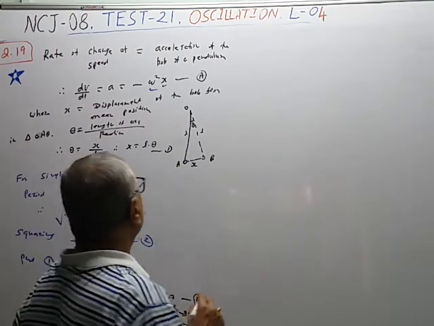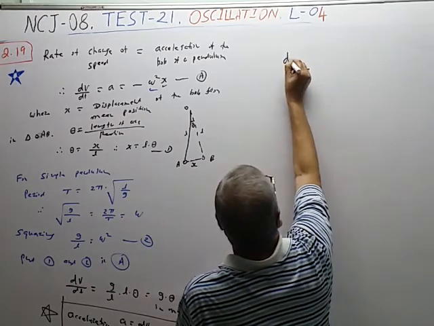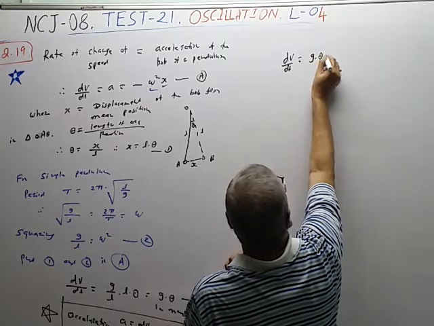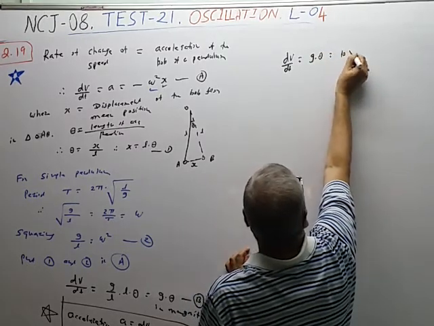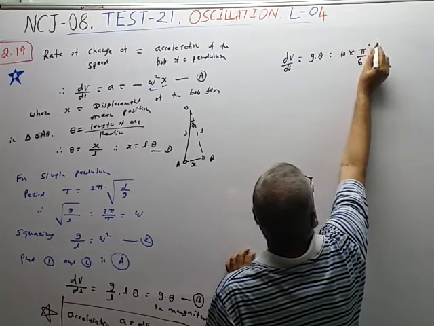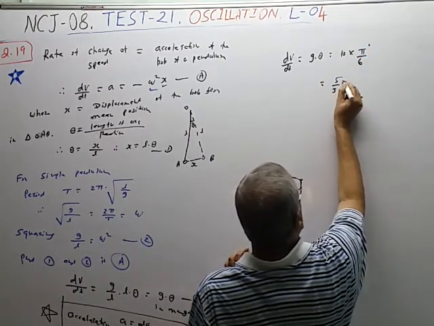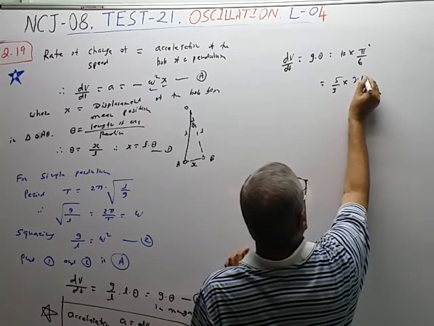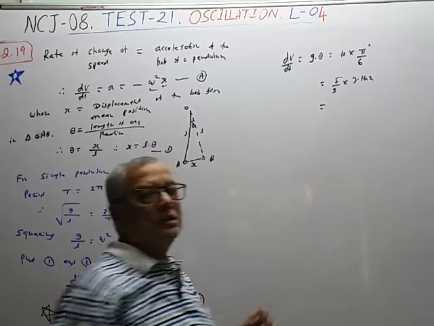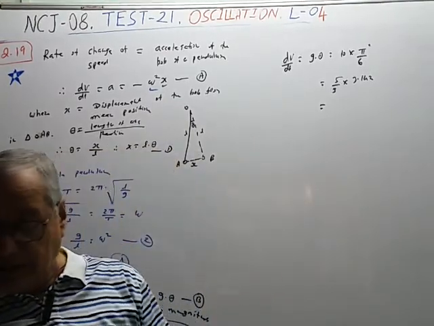So substitute the values there. Therefore, dV by dt is equal to G into theta is equal to G is equal to 10 and theta is equal to 5 by 6 radian. Radian मध्ये value आपल्याला घ्यावी लागेल. So this is equal to 5 by 3 multiplied by 3.14. So this is approximately 5 point something. So this is 6.25.